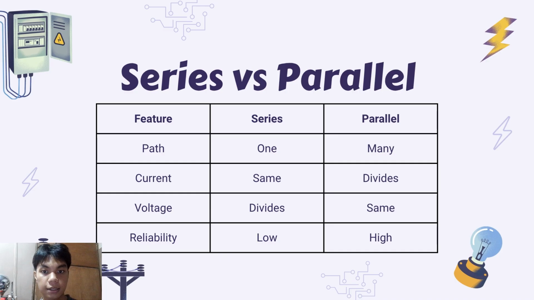Because of these differences, each type of circuit has its own advantages and disadvantages depending on the situation. Engineers choose between series and parallel designs based on the needs of the system, such as safety, reliability, and efficiency.